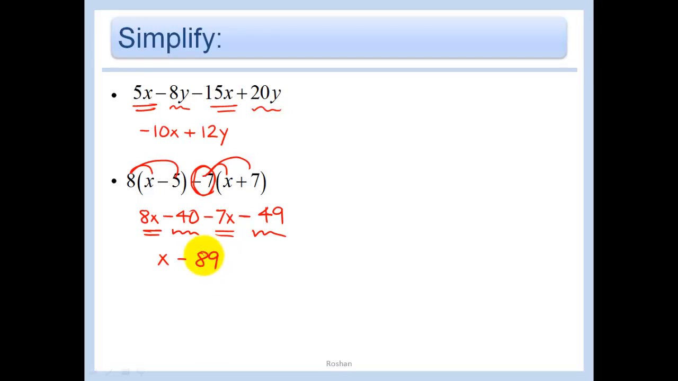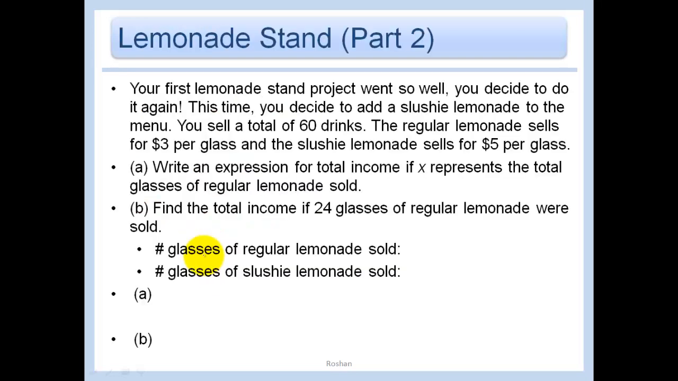All right. Next example. Your first lemonade stand project went so well, you decide to do it again. This time, you decide to add a slushy lemonade to the menu. You sell a total of 60 drinks. All right, let's underline 60 drinks. That's how many we sell total. The regular lemonade sells for $3 per glass, and the slushy lemonade sells for $5 per glass.